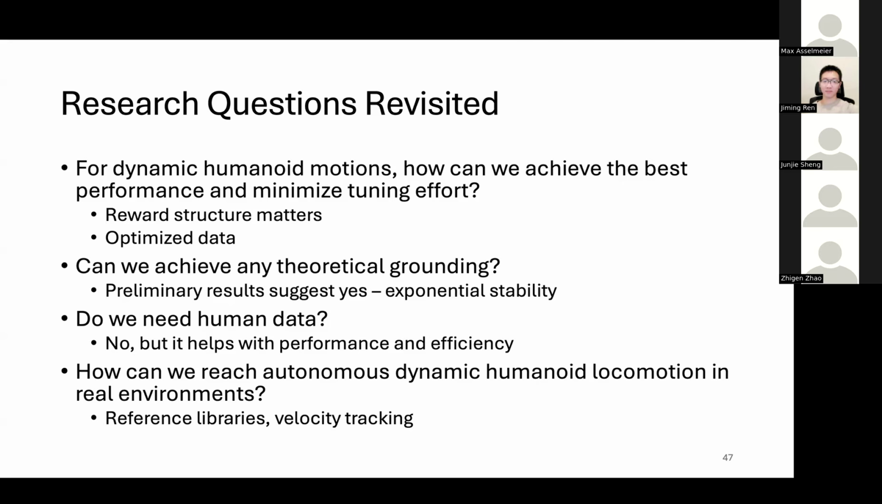And can we reach autonomous humanoid dynamic locomotion? I think yes, we can, but you need to make sure your policy is controllable. We found that velocity tracking rewards and optimized reference libraries were really key to get this to work, even in the dynamic case where you have a full flight phase.